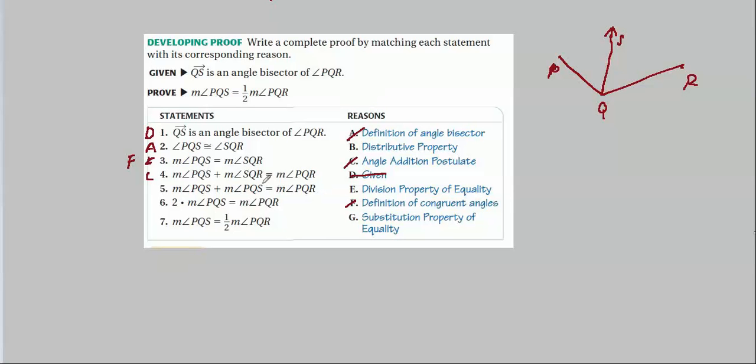Why would this be true? Aha. Well, what did we do? The measure of PQS is equal to the measure of SQR. So we can substitute, can't we? We can just replace PQS with SQR, or replace SQR with PQS, which is what we did here. That's the substitution property of what? Equality, not congruence, because these are actual measures, not objects. So we can cross that one off. We used it right here. Substitution property.